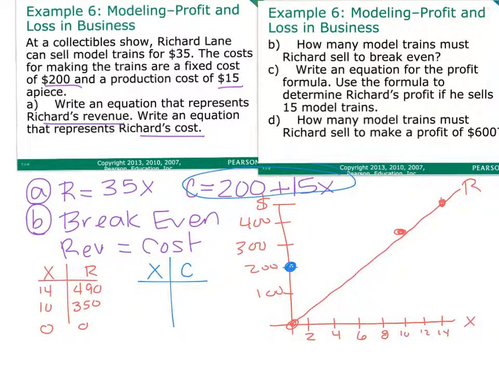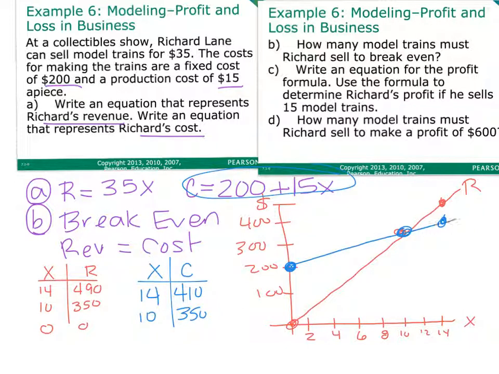So let's just say if he made 14 trains, how much would that cost? We would have to do 200 plus 15 times 14. It would have cost him $410 for 14. It's a little less than the revenue. And let's do the 10 again. Let's say he made 10 trains. You'd have to do 200 plus 15 times 10. Oh, that would be 350, which is going to be right there.